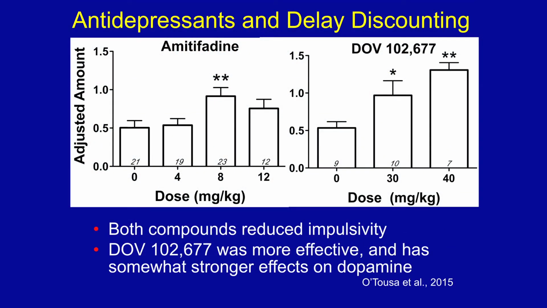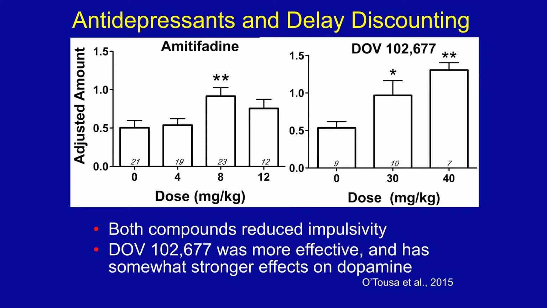So amitifidine, this is again an antidepressant, and it has this sort of funky effect on delayed dose counting. The higher the number here, the less impulsive these mice are. It's a somewhat different way of looking at the data. At one of these doses, 8 milligrams per kilogram, you see that it decreases how impulsive these high-preferring mice are. This other drug, DOV-102-677, shows that the more drug you give, the less impulsive animals are.